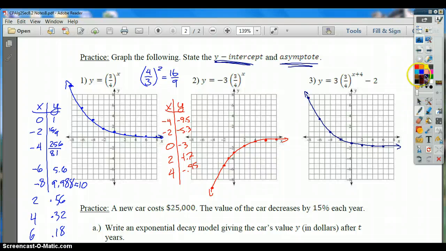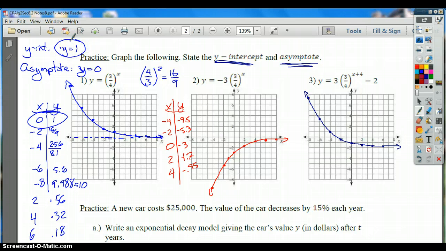As far as the asymptotes go, let's go back to the first one. Our asymptote is this line here. Where is it getting to but not crossing? So our asymptote in this one is y equals 0. Okay. So in this case it's the x-axis. As far as your y-intercept goes, so this guy, it is y equals 1. Or you could write it as 0, 1.